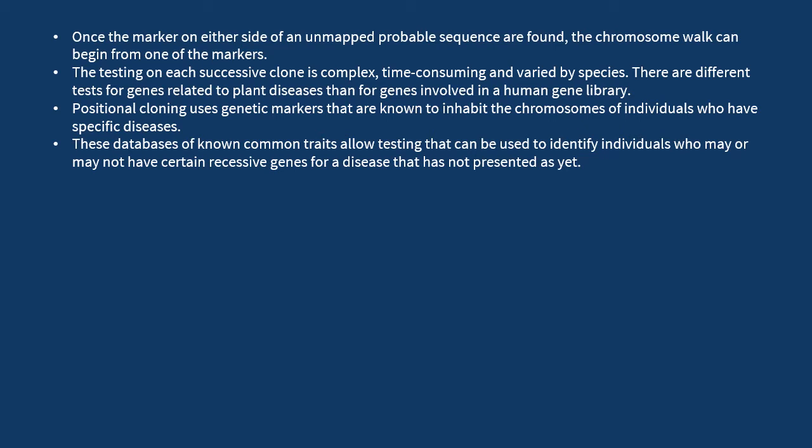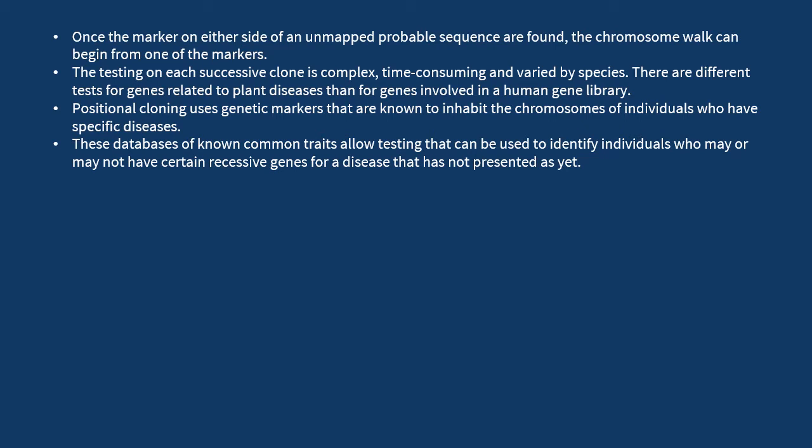If you have that, you can begin by using that particular sequence as a marker. The testing on each successive clone is complex, it is time consuming, and it varies by species. There are different tests for genes related to plant diseases than for genes involved in the human gene library. Depending on your species, your sample, and how much knowledge you have about your gene sequence and its location, tests on such successive clones are done, and those are complex and time consuming.